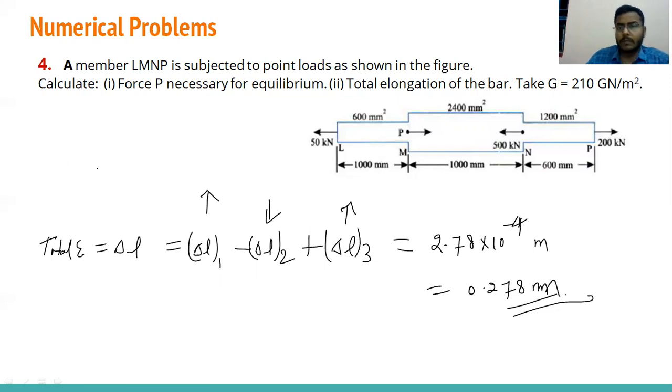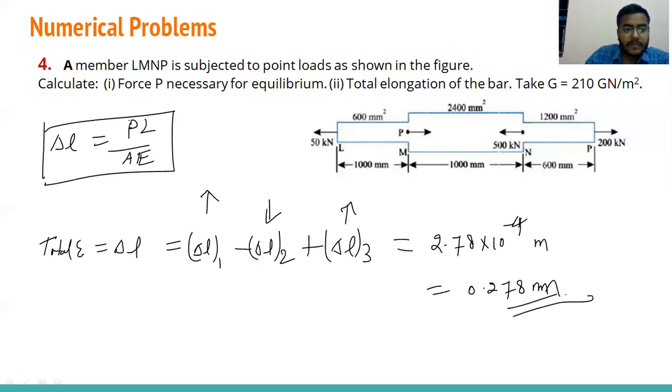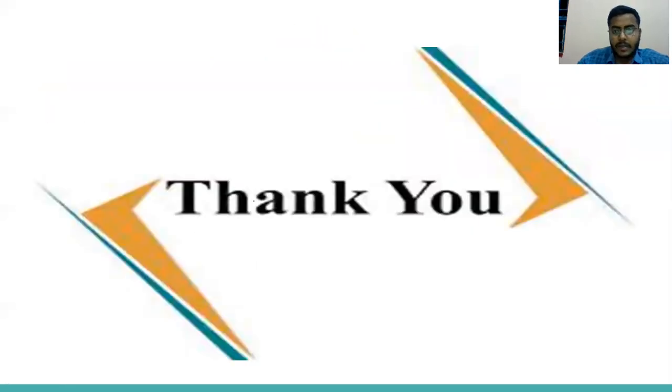So one main thing you can remember in this case, when calculating elongation of a bar, the formula is PL by EA, where P is the force, L is the length of the material or bar, A is the cross section of the bar, E is the elastic modulus. These are the references that I've taken.